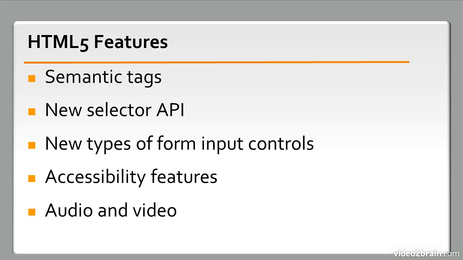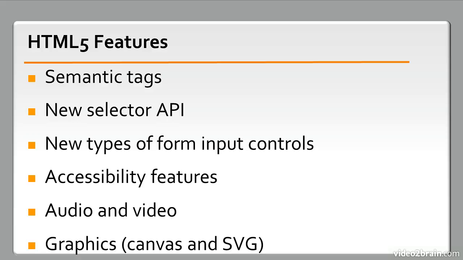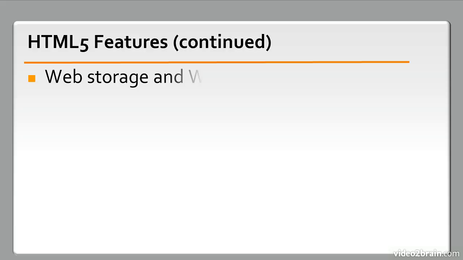Also, something that's attracted quite a lot of attention, the ability to play audio and video natively in a web page without the need for plugins. So obviously that's quite appealing for the mobile market. We also have a rich graphics API. In fact, we have two different ways of doing graphics in HTML5. There's a canvas element, and there's something called scalable vector graphics. SVG has actually existed for some time outside of HTML, but it's now been adopted as part of the HTML family.